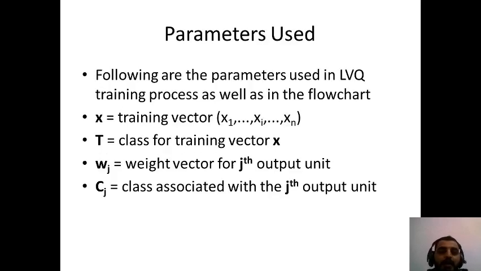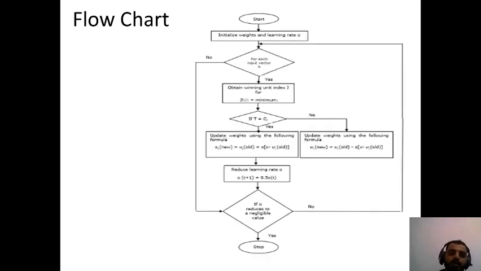Further, the following are the parameters used in the LVQ training process as well as in the flowchart. X indicates the training vectors, T indicates the class for training vector X, Wj indicates the weight vector for the jth output unit, and Cj indicates the class associated with the jth output unit. So these are the different parameters used. Now this is a pictorial representation, a flow chart, representing how things will work.